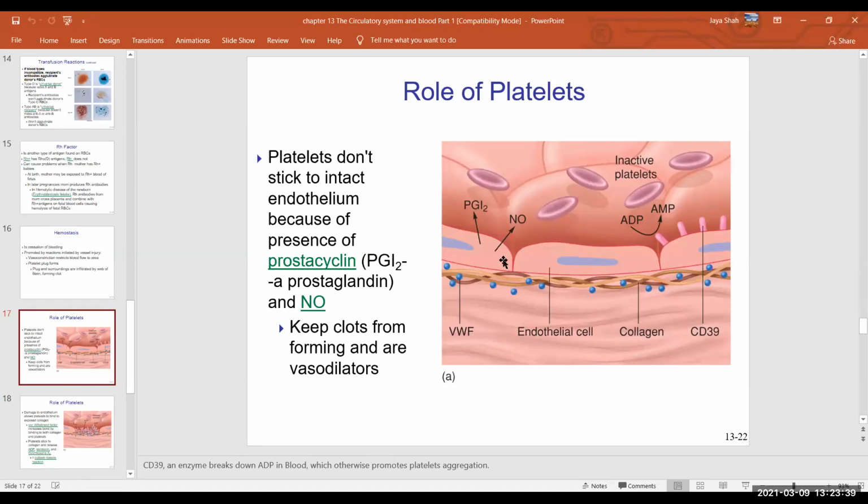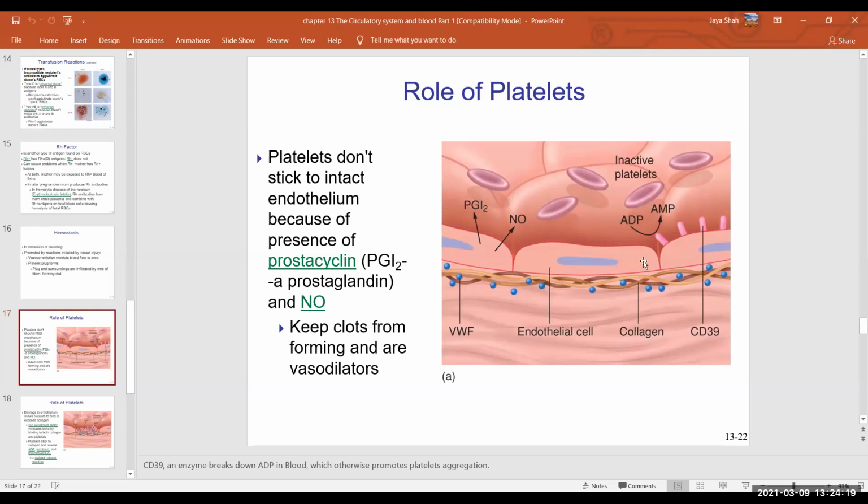This is the blood vessel. As I said, this is the endothelial wall, the innermost layer. Here are the collagen fibers underneath the endothelium, in the connective tissue. And here in the blood vessel, you have these platelets. The platelets do not stick to intact endothelium. So if it is intact, the platelets are flowing in your blood.